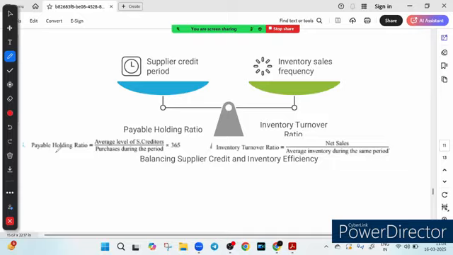Now let's look at the limitations of ratio analysis. Very important. Ratios are widely used to assess financial health, but relying on them blindly can be misleading.